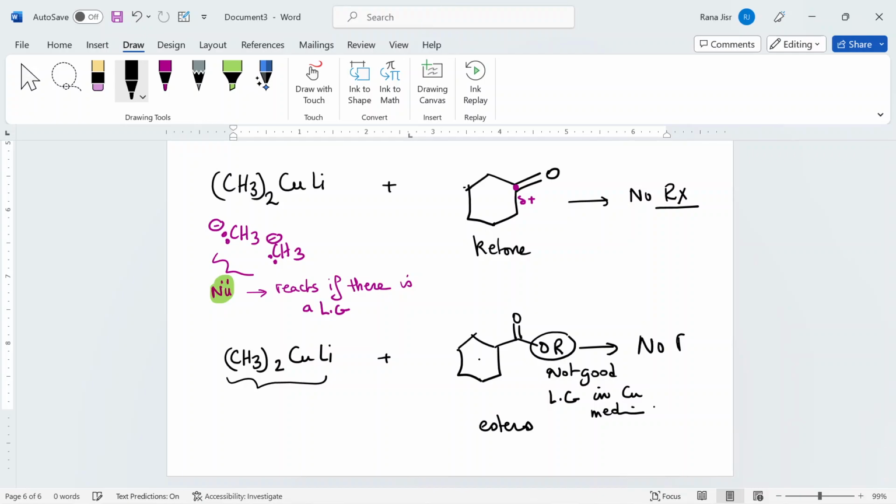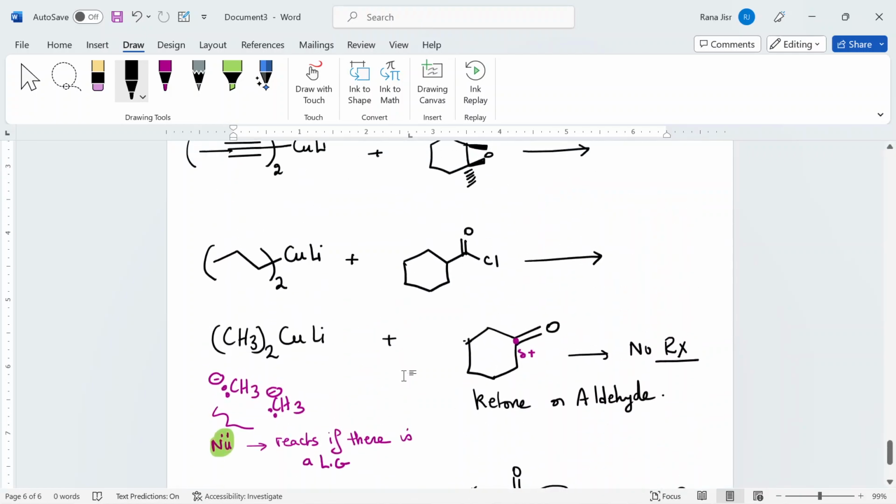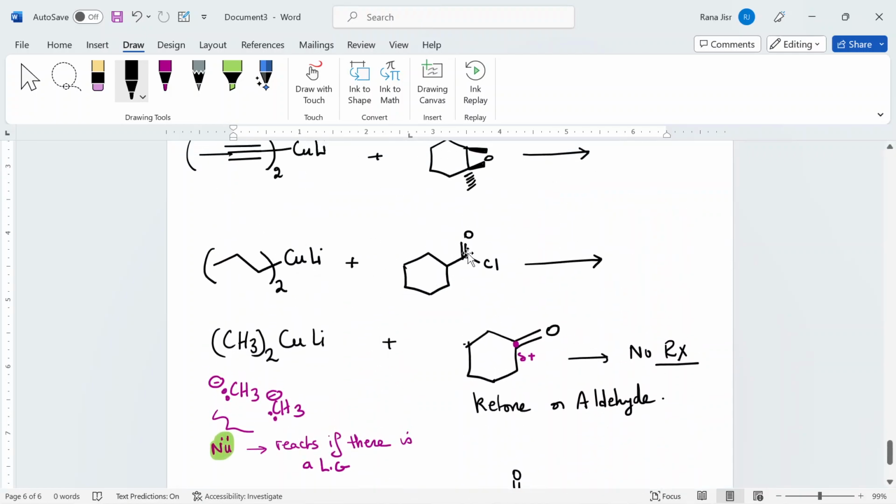So this is why Gilman and esters have no reaction. Gilman doesn't react with ketones. It doesn't react with aldehydes, by the way. So a ketone or an aldehyde, it doesn't react with any carbonyl except the acid chloride. Gilman reacts with acid chloride because chlorine is a good leaving group.